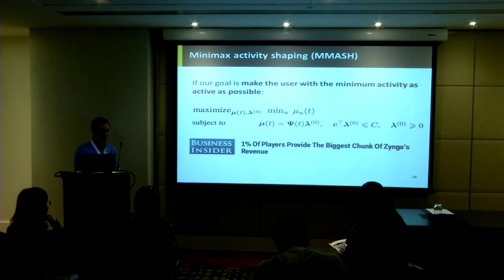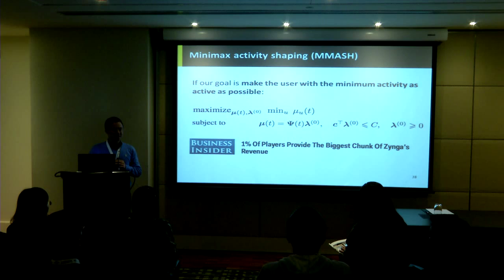So in this case, you try to maximize the minimum, the node with minimum activity, okay? It's still a concave function of this average activity of each node, and it's still an easy problem to solve. In theory, it's an optimization.